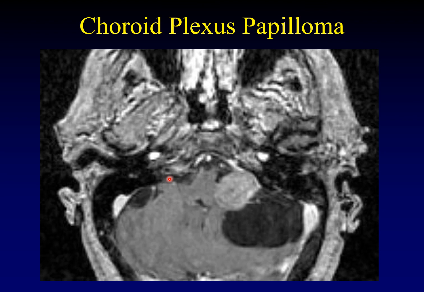The classic appearance is a mixed solid and cystic lesion. You can see a large cystic component and a rounded solid component. Characteristic appearance for a choroid plexus papilloma, kind of a weird location.